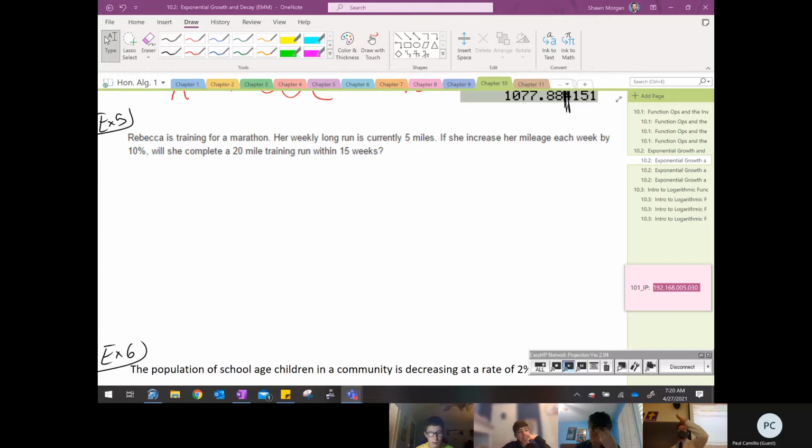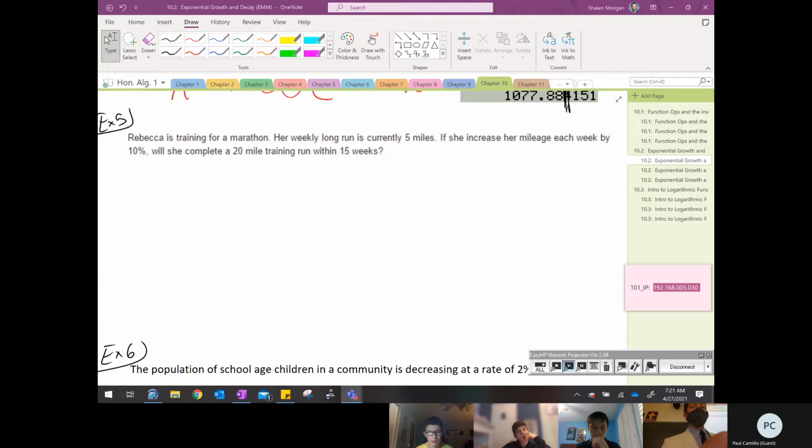And she's not going to increase it linearly. She's not going to continue to add a half mile every week. She's going to grow exponentially. So the next week, 10% of 5.5 would be 0.55 miles that she would tack on. So she's going to start adding more and more each week. That's the idea of exponential growth. So what we want to determine is, based on this, will she be able to hit a 20-mile training run within 15 weeks?